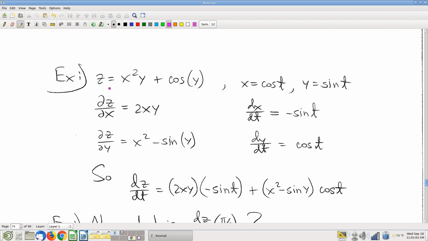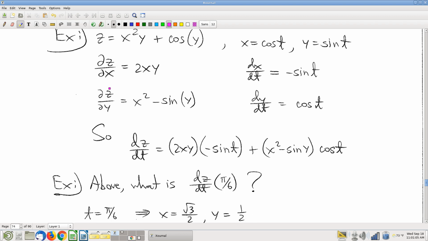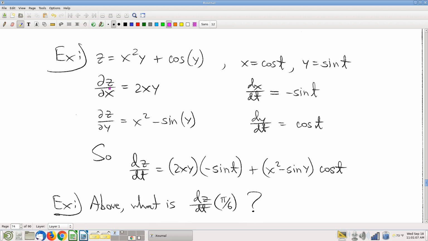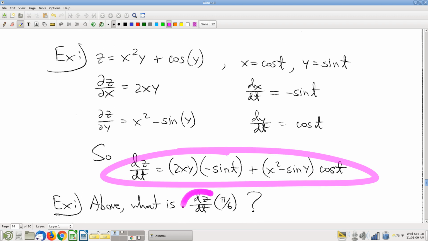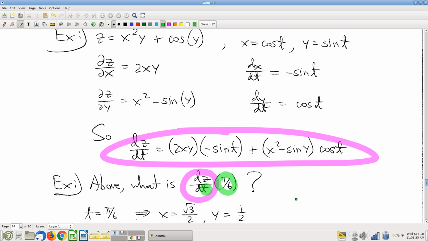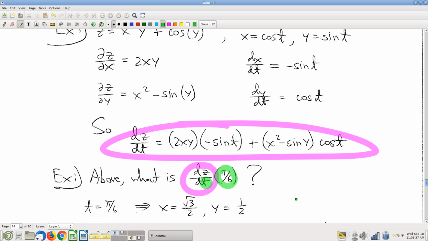So now, how do we evaluate this? Suppose I want to compute this derivative specifically at pi over 6. Notice that this pi over 6 is to be interpreted as a value of t, because we're talking about dz dt, therefore as a function of t, so pi over 6 is t. Right? And that being the case, now, a couple of things that you could do. You could plug that into there, as needed.